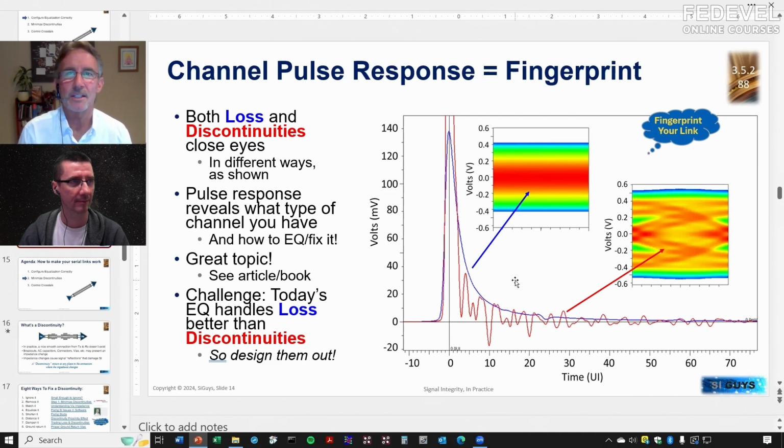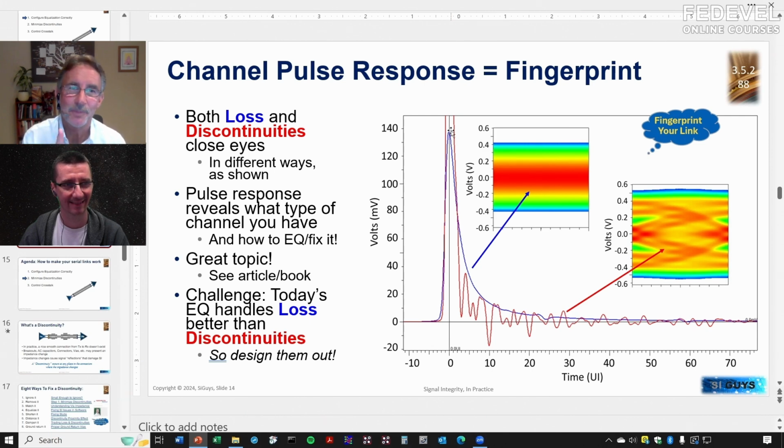Now this looks incredibly complex, so let me try to take it apart, right? This x-axis is in time, but it's in unit intervals, or we might say bits. So every tick mark here is the next bit of information. And this is a pulse response. All we've done here is have the interface sitting at 0, and we sent a single 1. Boom, right?